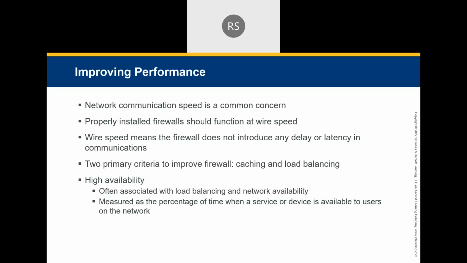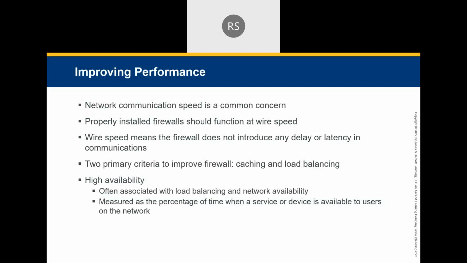That properly installed firewall should operate at wire speed, meaning it does not introduce any significant delay or latency in the communication. Achieving wire speed is important for ensuring that the firewall does not become a bottleneck in the network. That allows the data to flow at the maximum possible rate.